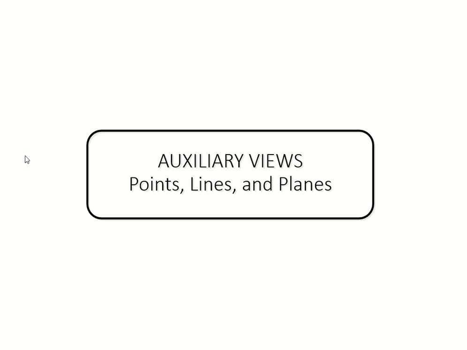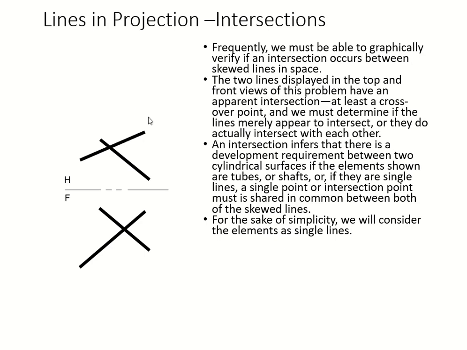Alright, so the next section is on points, lines, planes, and auxiliary views. Let's start with lines in your projections. Lines intersection: they always intersect at a point. We are given the horizontal view and the front view, your top and then your front.